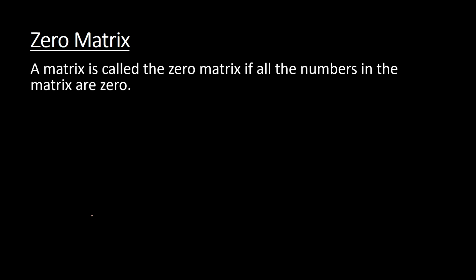Now another matrix we have is called a zero matrix, and it's just how it sounds, where it's a matrix where every number is a 0. So for example, this matrix has all zeros, so this would be a 0 matrix.